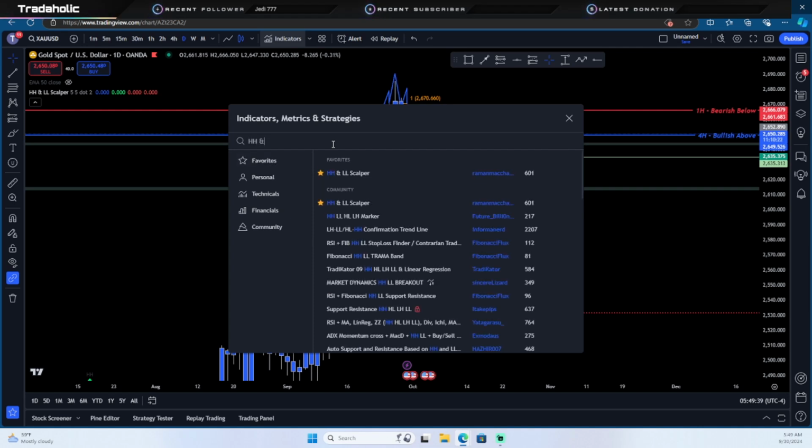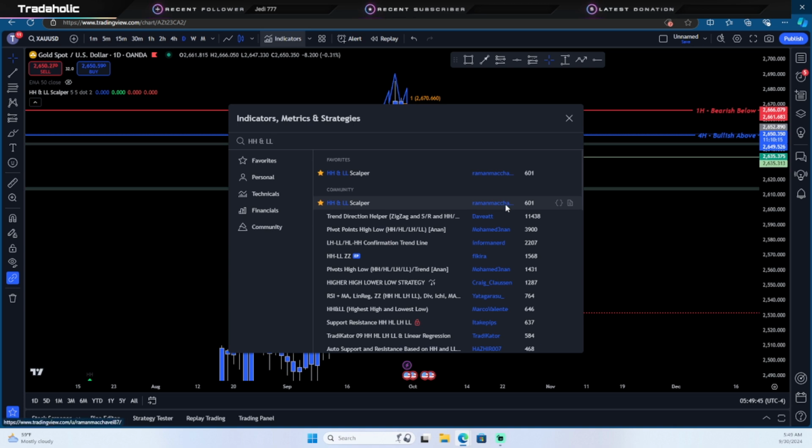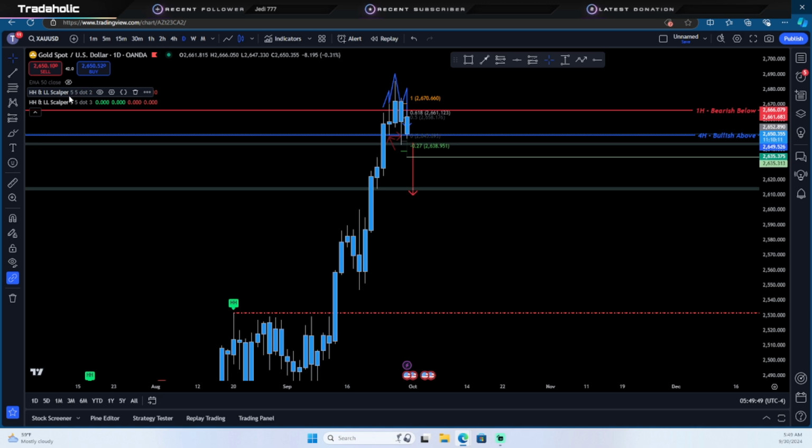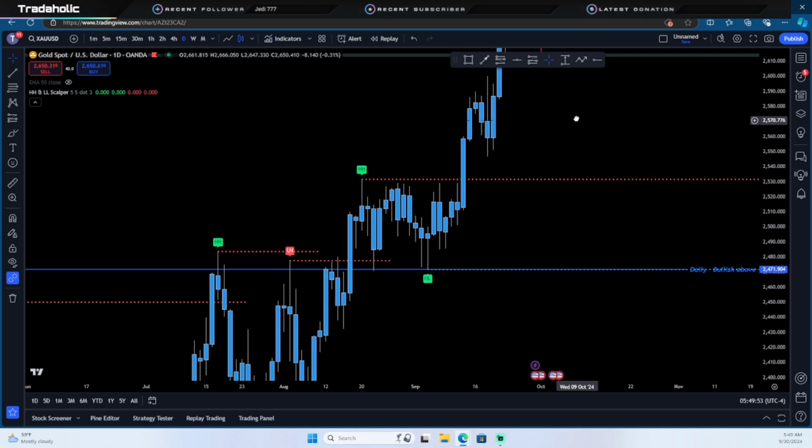And sign LL scalper. It'll be this one right over here by this dude. Click this, add it to the favorites, turn this indicator on. Basically what this indicator does is mark off your higher highs and higher lows.